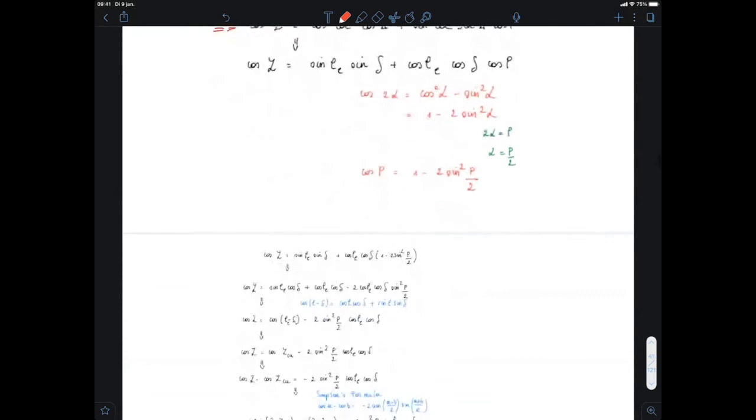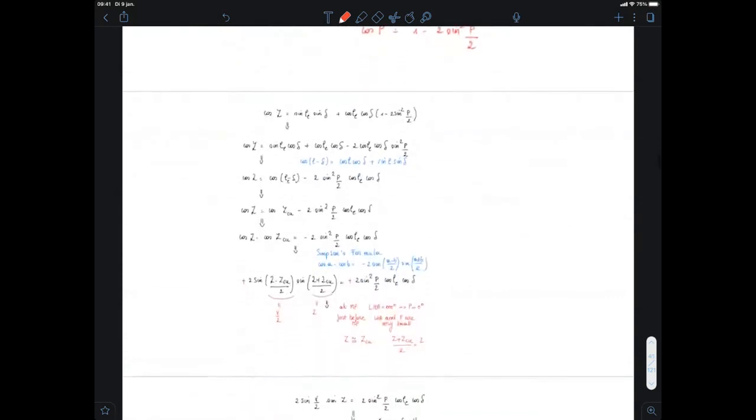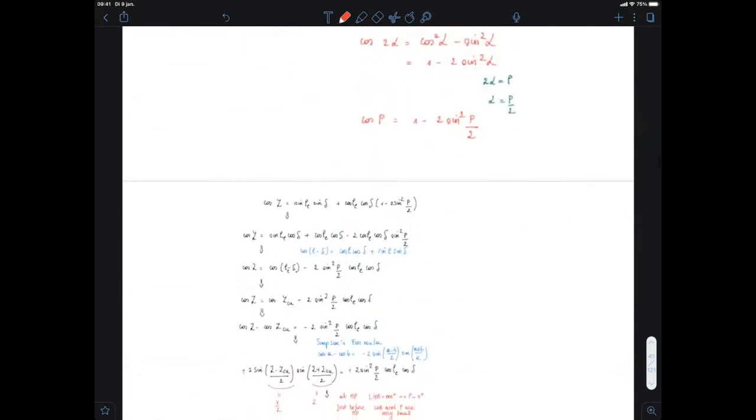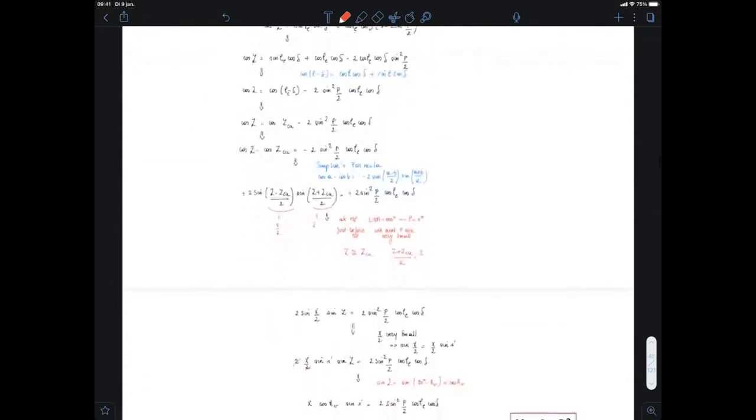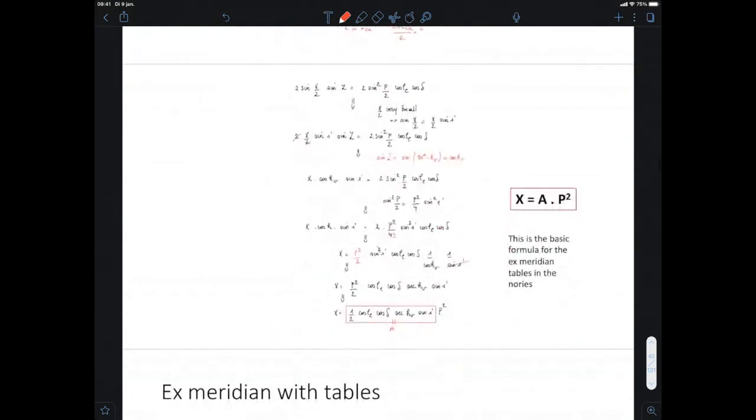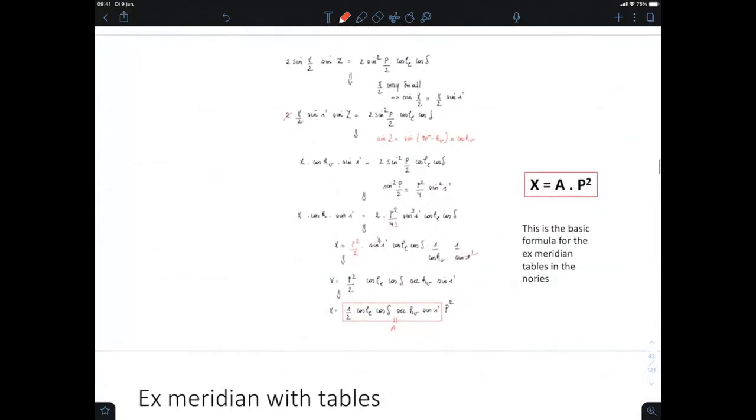And so if we transform this via a long formula, using Simpson's formula, etc., then you finally end up with this formula here, being the one that I showed you earlier, in which you know your estimated position, your declination, your altitude, and the polar angle, okay? And this is the formula that the X-Meridian tables in the Norie's are based on, okay?